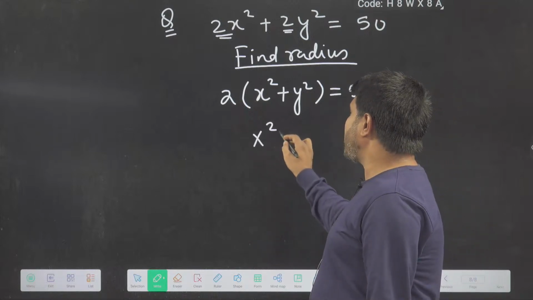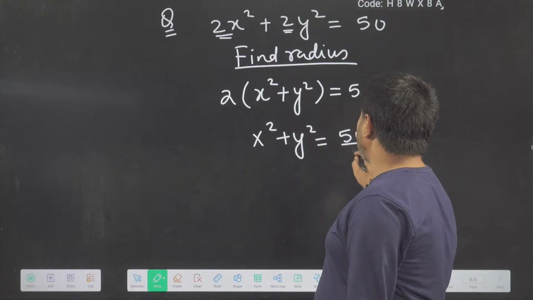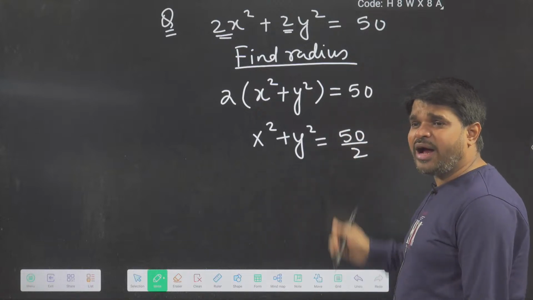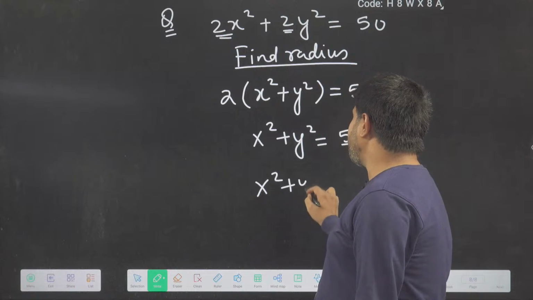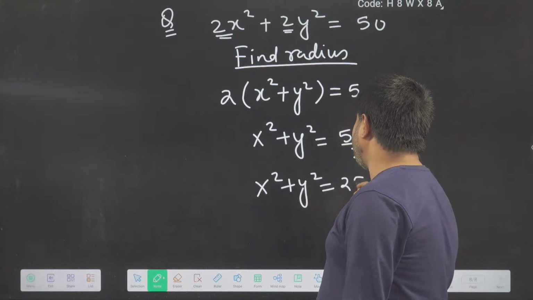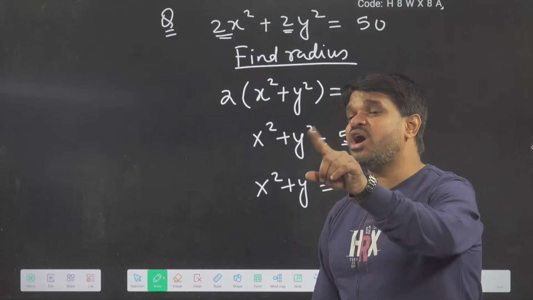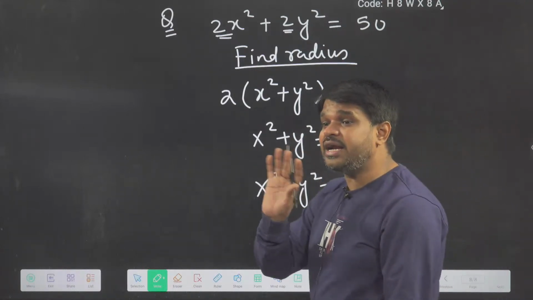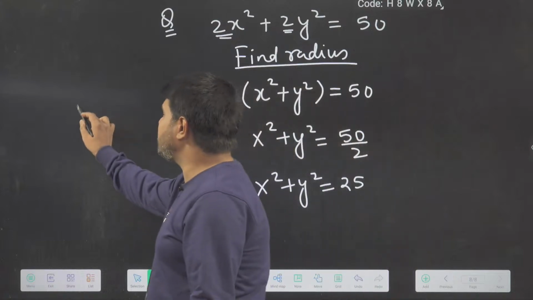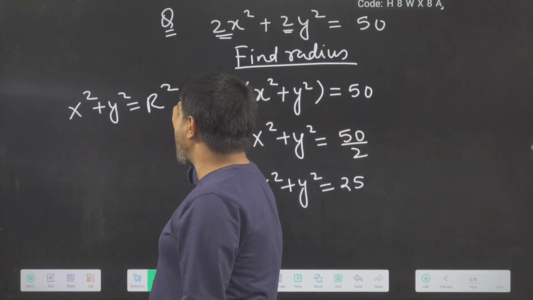So x square plus y square equals 50 by 2. What is 50 by 2? 25. So I got x square plus y square equals 25. Now remember, is 25 the radius or is 5 the radius? Radius is not 25. See the equation: x square plus y square equals r square.